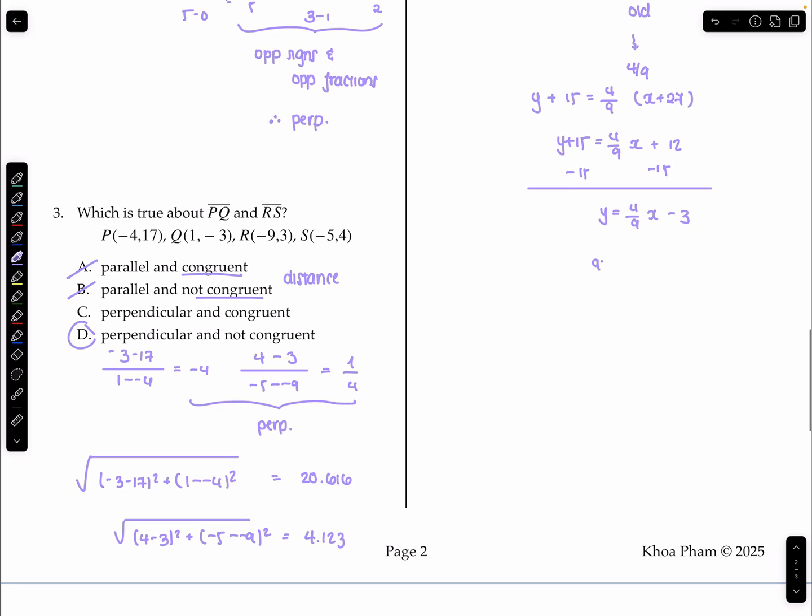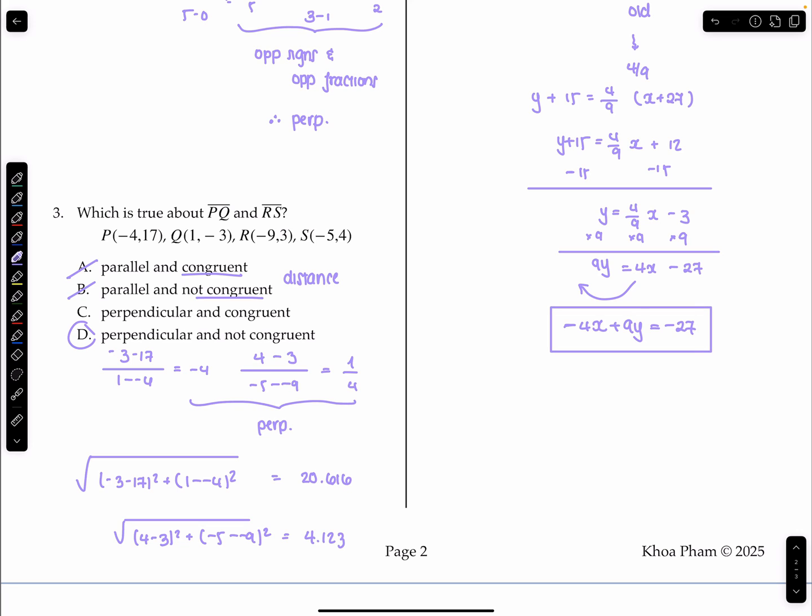And so we have 9y, because we're going to multiply everything by 9 now to clear out that denominator, equals 4x minus 27. So now, to get in standard form, we have no fractions already. We're going to pull x to the left-hand side. We do that by subtracting. So it's negative 4x plus 9y equals negative 27. And so that's our final answer in standard form.